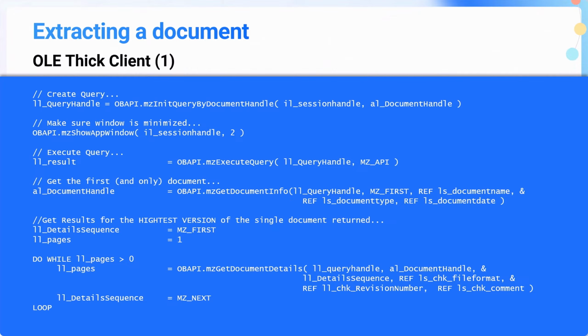Once a document has been stored in OnBase, we still need to be able to extract a document. In OLE, it starts with initializing a query. In this case, we're getting all the documents by a document handle, which results in a single document. We can create a variety of different queries, all of which are similar to a database cursor and result in an internal to OnBase list of values that the client can then refer to one at a time. In this case, we execute the query and use it to get the document info and details.